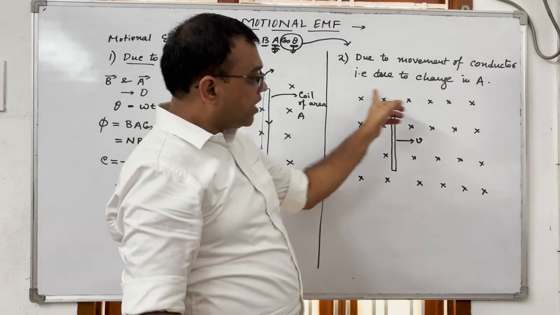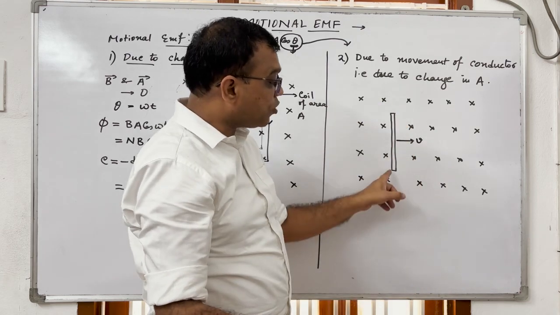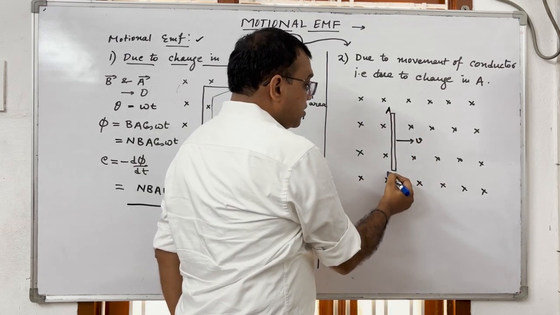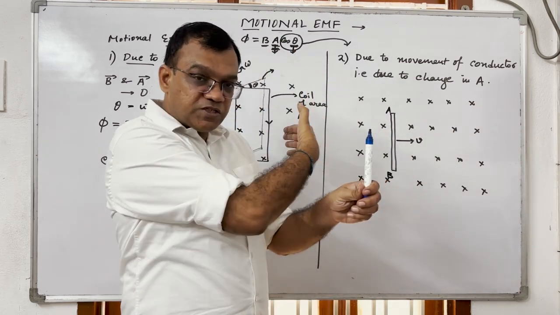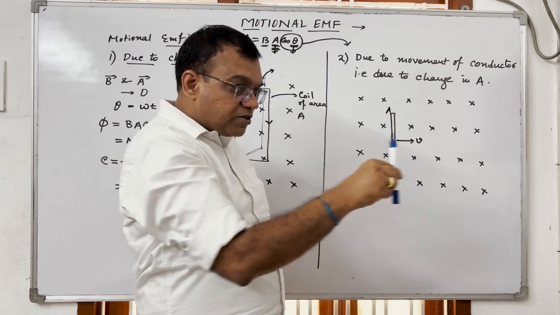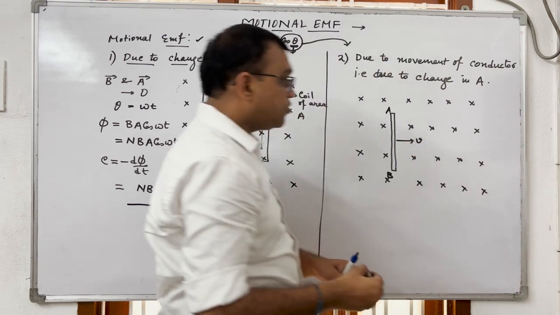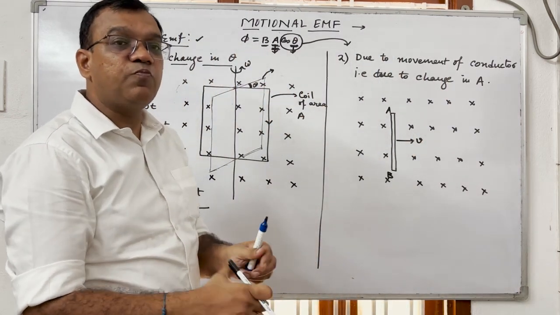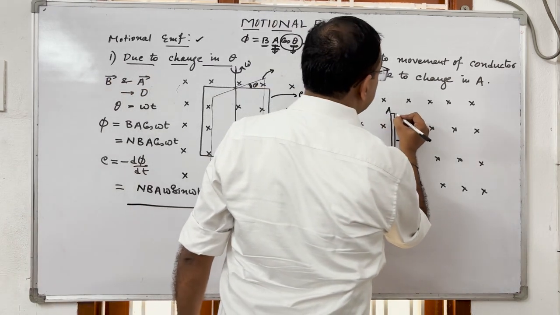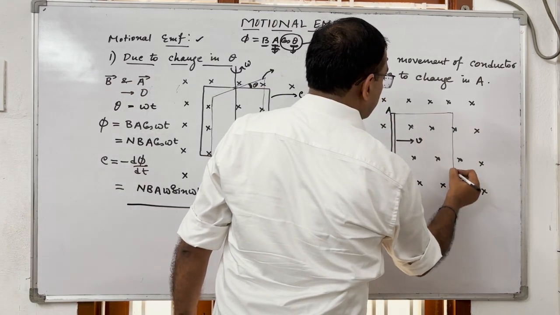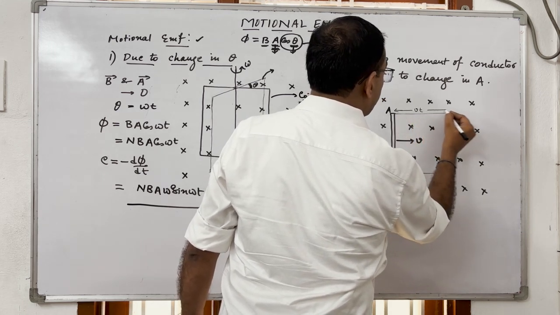Say, for example, I have considered one magnetic field which is into the board, and one conducting rod AB is moving in this direction, perpendicular to the field lines. Field lines are towards the board and the conductor is moving this way. Now what is the flux linked with this movement of the rod in time t? In time t it sweeps out an area, this is the area it will sweep out in time t, Vt.